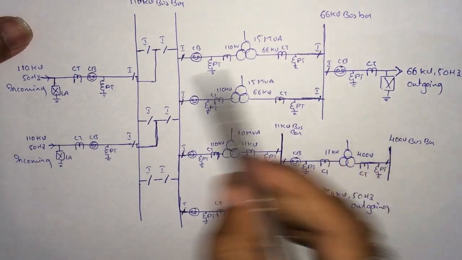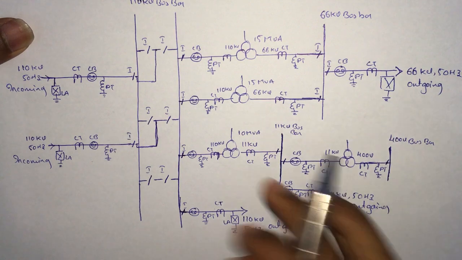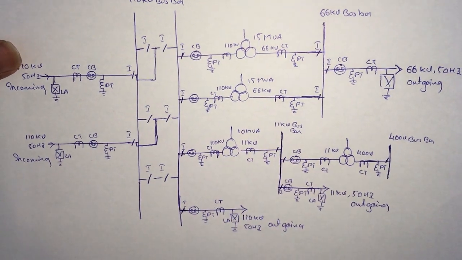Okay. Below 66 kV single bus bar, above 66 kV double bus bar would be preferable. Okay. This completes the single line diagram for this specific problem. Okay. And here we got the problem.